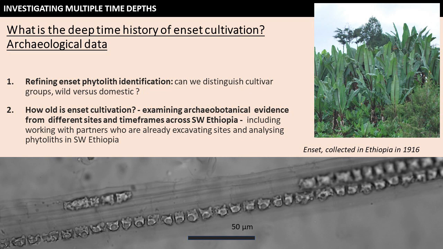So what are we looking at exactly? We are trying to refine the enset phytolith identification, which we will pass on to our collaborators in Germany. To do this, I particularly want to see whether we can differentiate phytoliths of enset between wild and domesticated, or within the cultivars as well, so the different landraces according to age, ploidy, or altitudes. We also want to take a look at how old enset cultivation is, and of course, we can only do this, like I said, if we have a set of criteria.